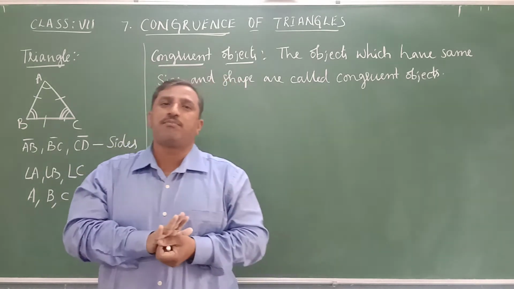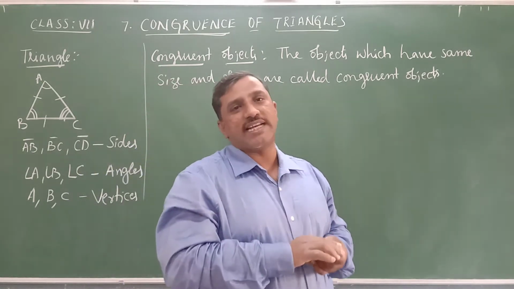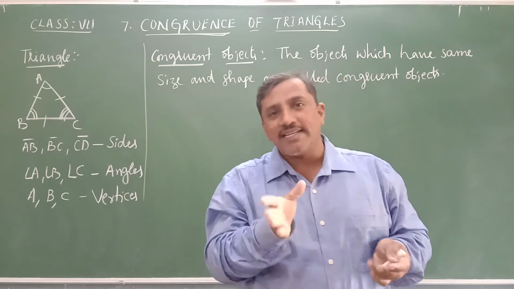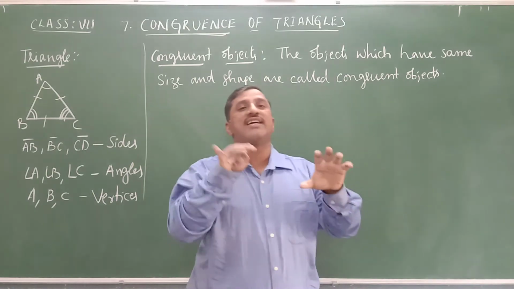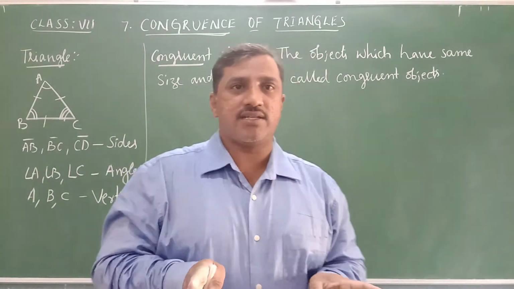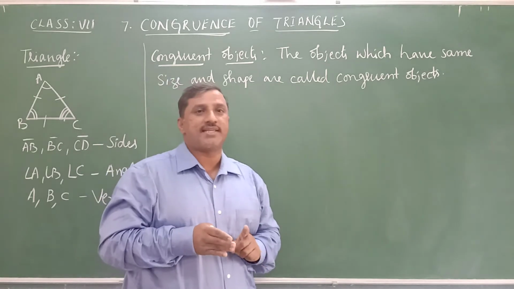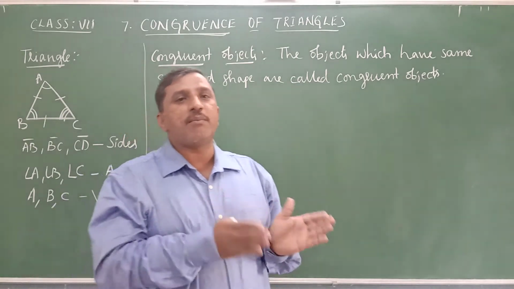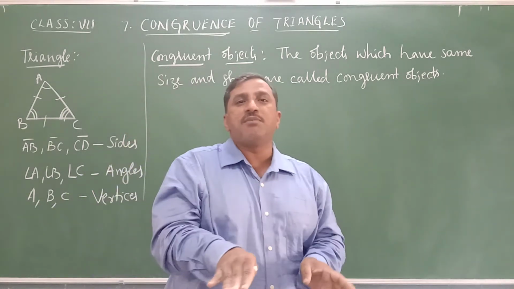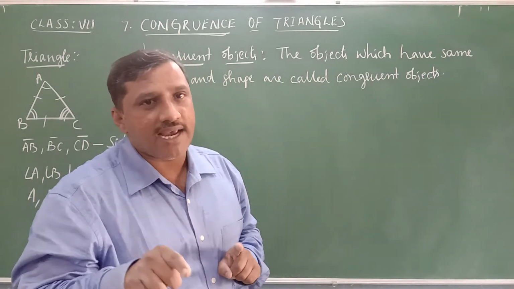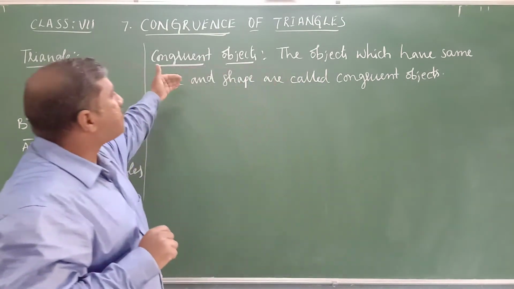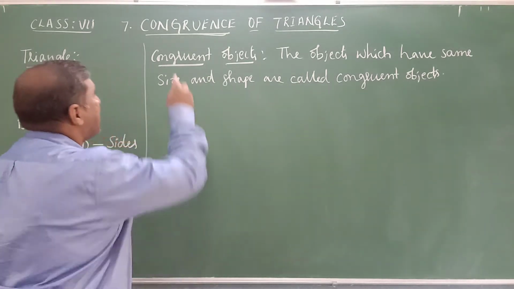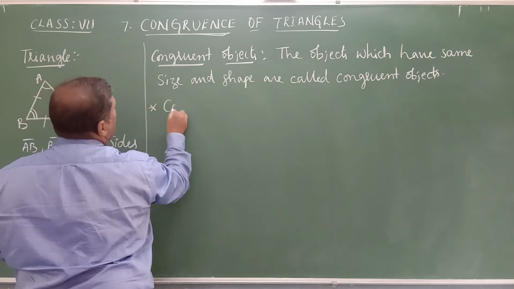For example, you take two passport size photos of the same size and place one over the other. You will get the same size and same shape. So these figures are known as congruent figures. What are congruent figures or congruent objects? They look the same. One object is a copy of the other. This is possible if they have the same size and same shape. Such objects are known as congruent objects. That relation is known as congruency.